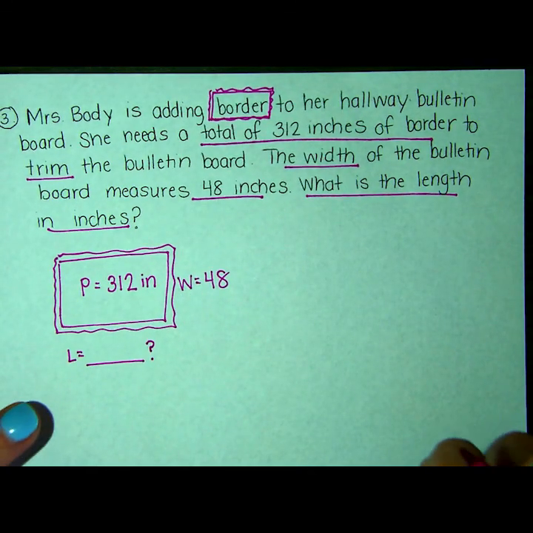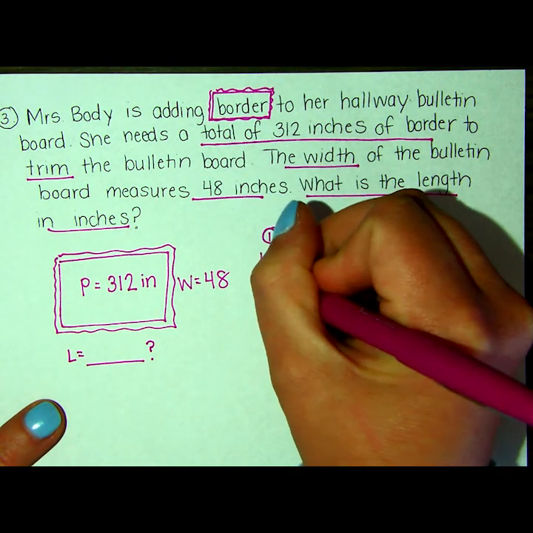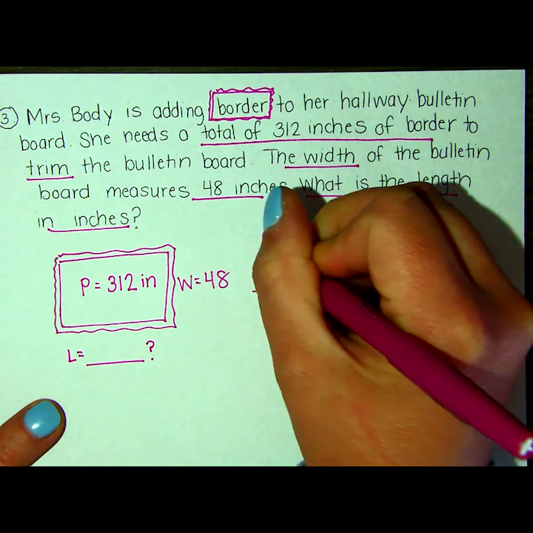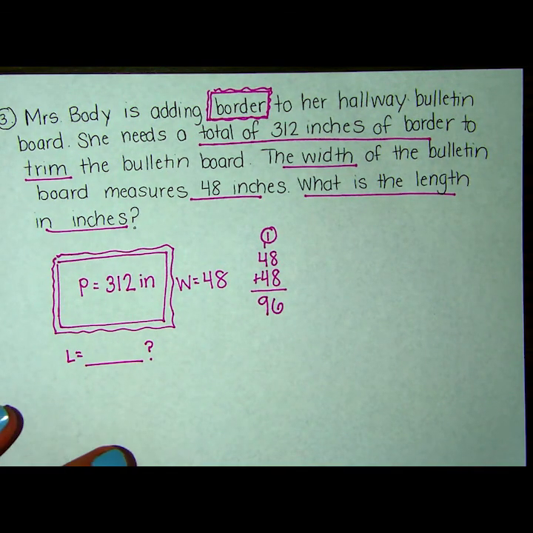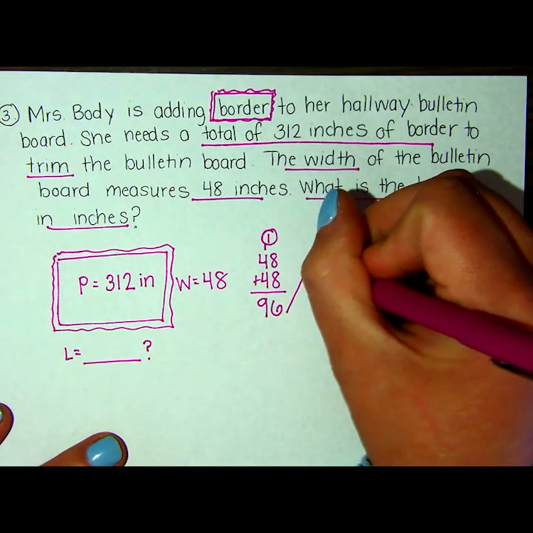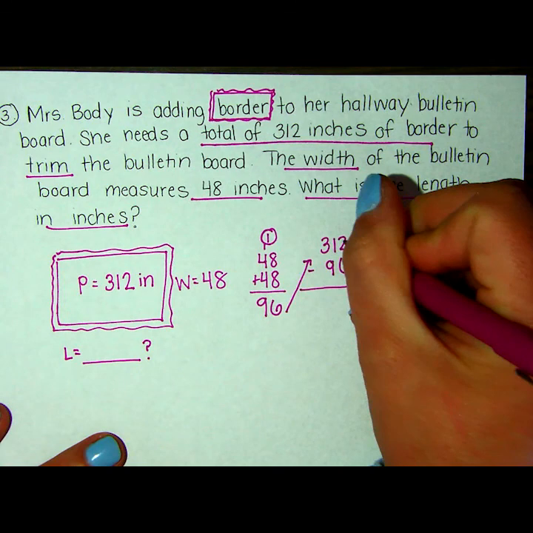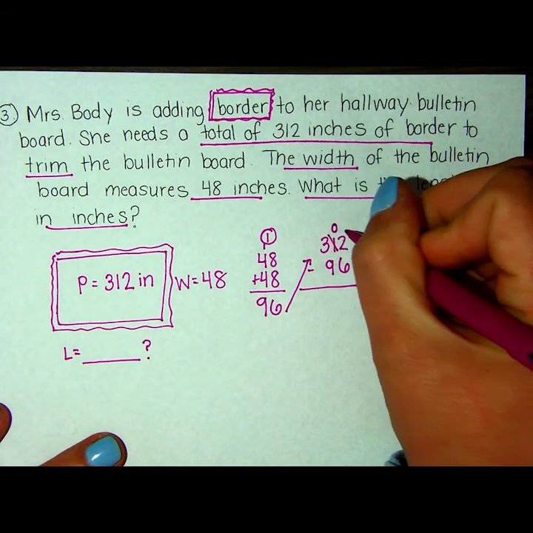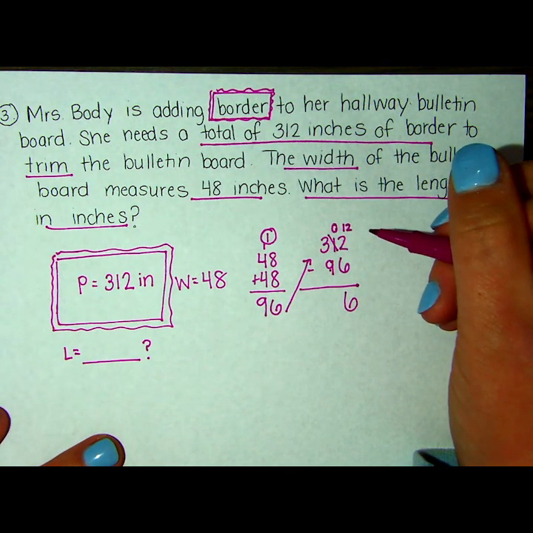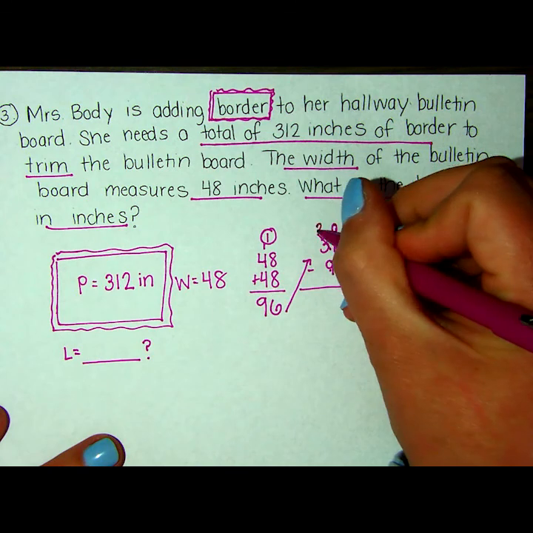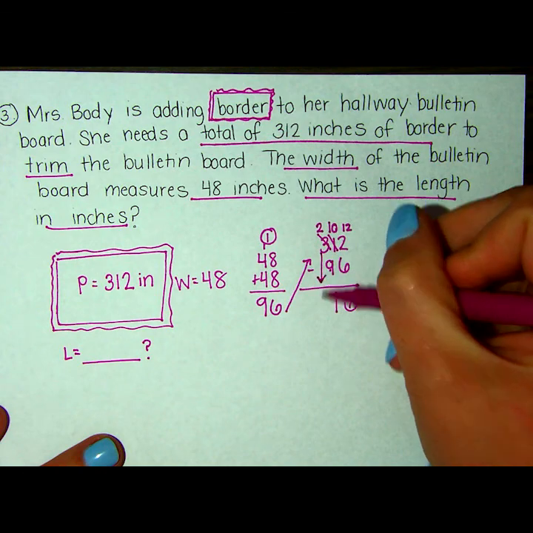So step 1, let's add. Add what they gave you. 48 plus 48. 8 plus 8 is 16, carry the 1, 4 and 4 is 8, plus 1 is 9. 96. Now, let's go ahead and subtract that from my total. 312 minus 96. Can't take 6 away from 2, gonna have to borrow. 0 here, 12 here. 12 minus 6 is 6, but I can't do 9 away from 0. Borrow, now this is a 10. 10 minus 9 is 1. 2, bring it down, 216.